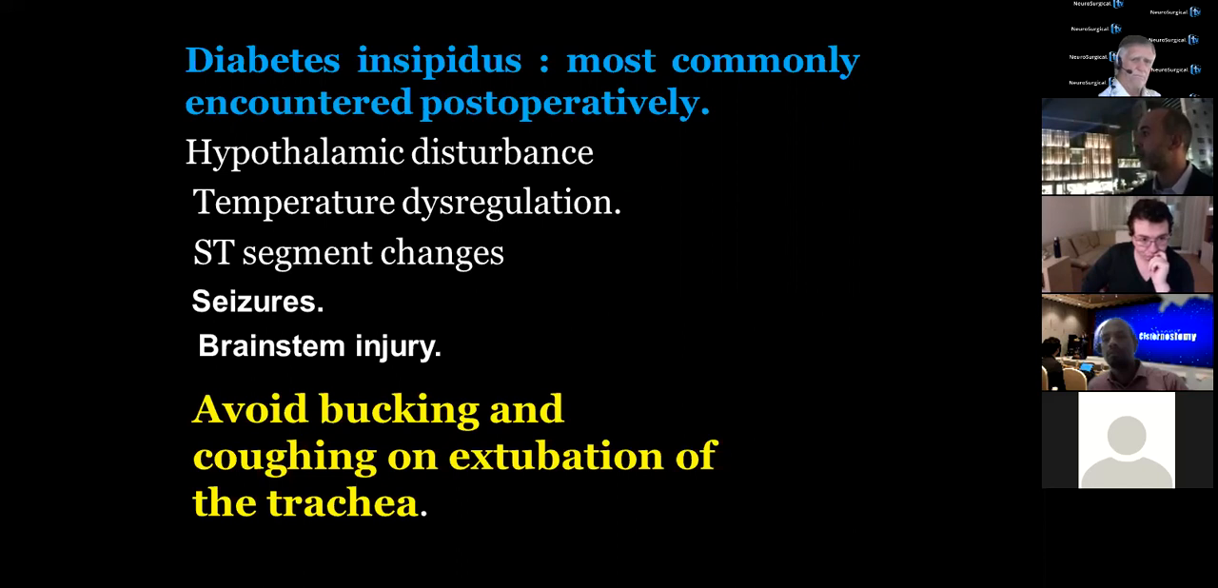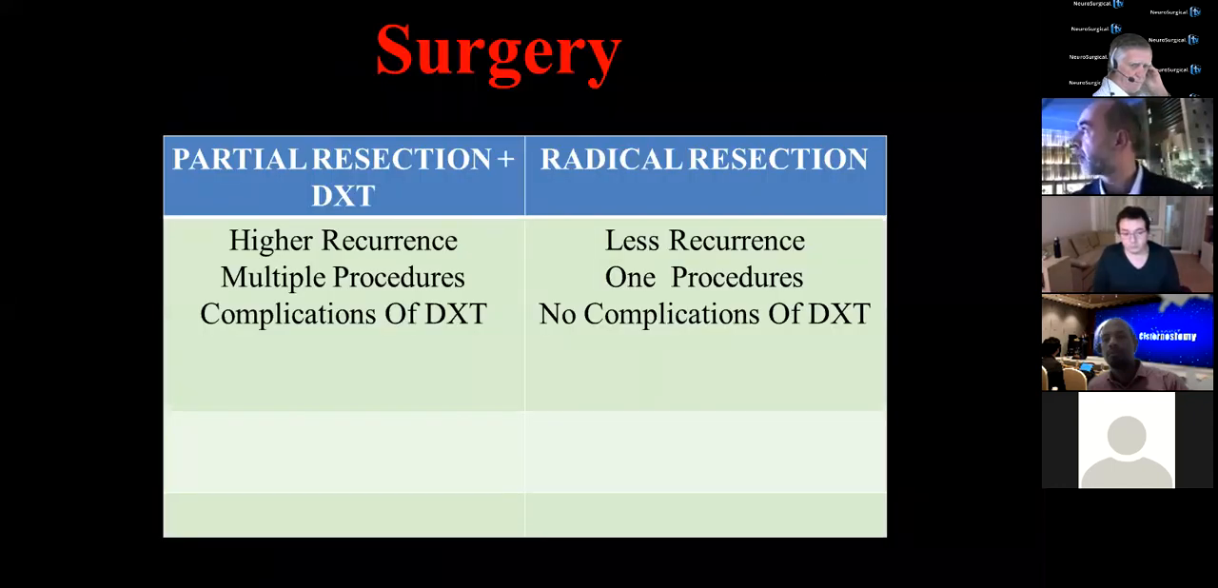ST segment changes, especially when the surgeon is working very close to the anteromedial nucleus of the hypothalamus. This is extremely important because this might mimic ischemic changes, so it might be mistaken for an MI intraoperatively. It should be differentiated from any cardiac event. And then seizures and brainstem injury, because this would reflect on the patient postoperatively in case they remain in a comatose state. And then avoid bucking and coughing on extubation of the trachea. This is on recovery of the patient postoperatively. And thank you very much.